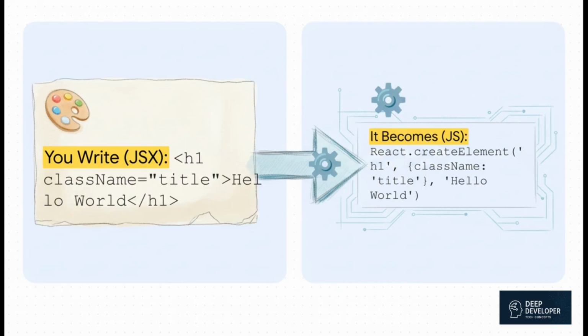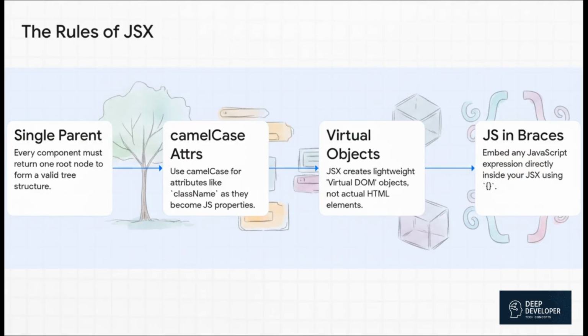Because before any of this code actually runs, it gets transformed or compiled into the plain old JavaScript function call you see on the right. So when you write JSX, what you're really writing is just a shortcut for a JavaScript function. And since it's really just JavaScript, there are a few rules you've got to follow. First, you always have to return a single top-level element. You can't return 2 buttons side by side. They have to be wrapped in something.